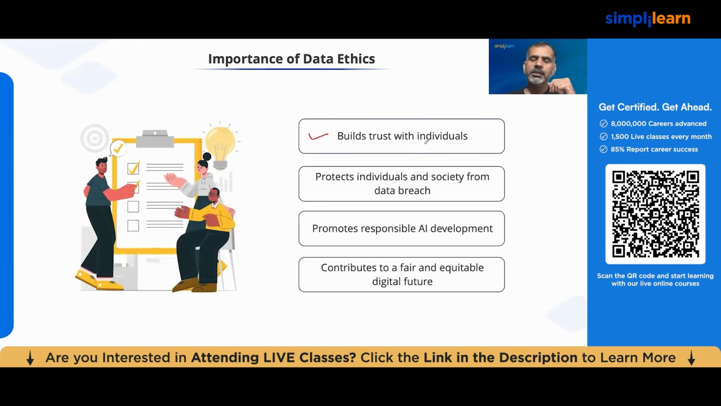So whenever a user is connecting with you, whenever a user is sharing his data with you on any platform, if you come up with all these data ethics principles, it will help you to build trust between you and the customer, the entity. Then it protects individuals and society from any kind of data breach. So if any organization is implementing all kinds of data ethics practices, it basically helps individuals as well as society against any kind of data breach.